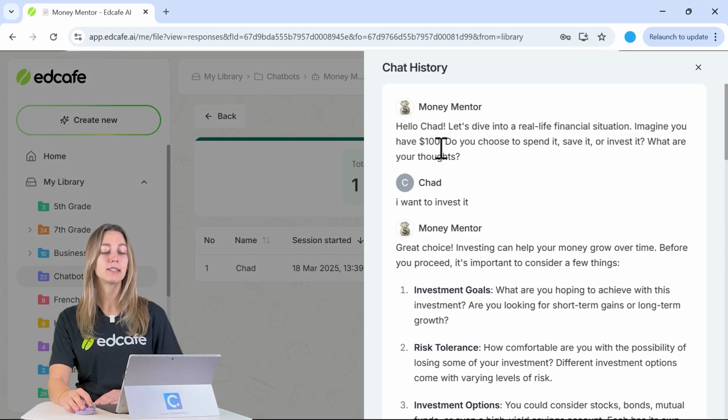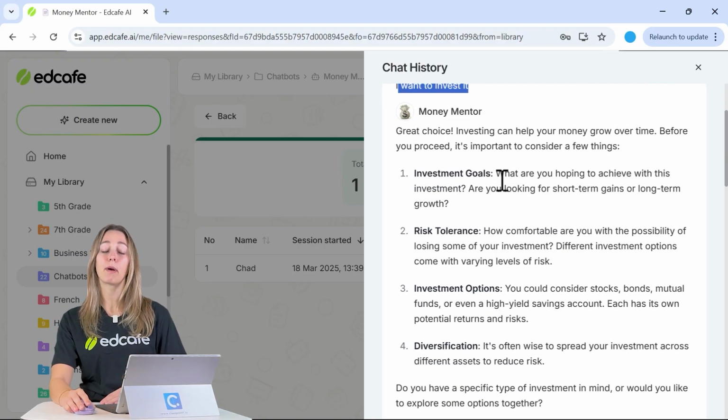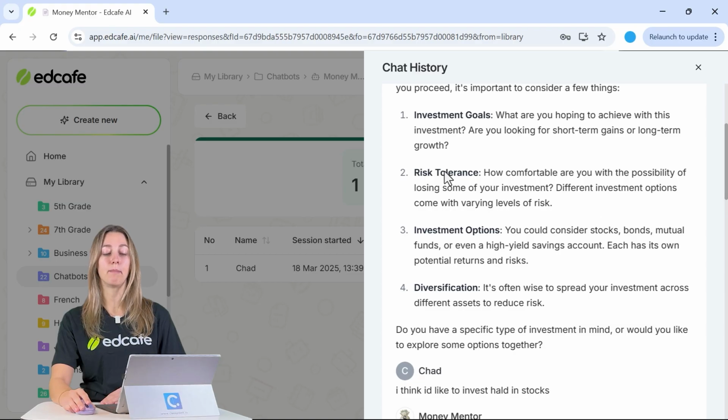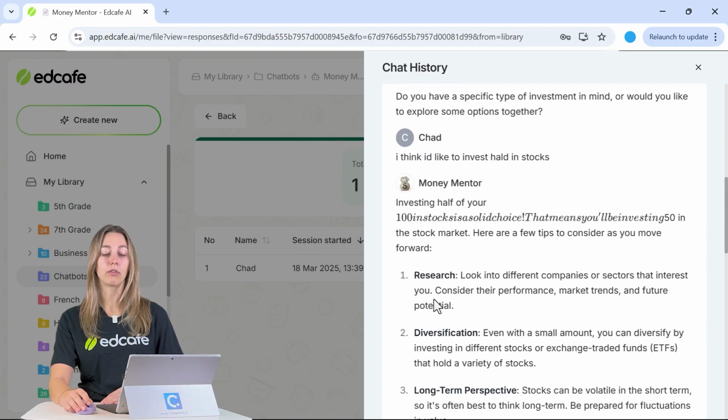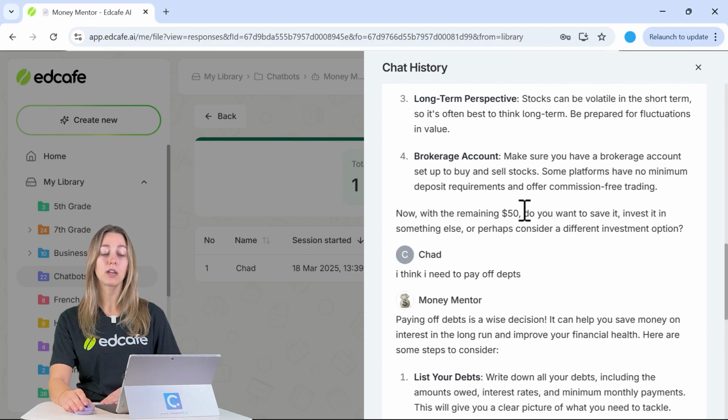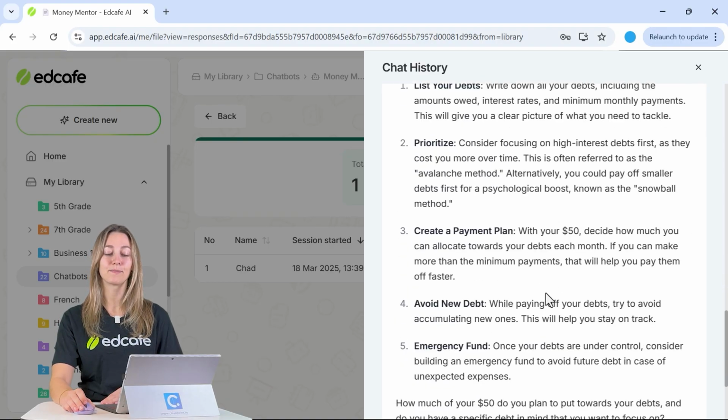So it has that same example of $100, he wants to invest it, and then the chatbot provides a little bit more information about investing. And then we go through some information about stocks and paying off debts.